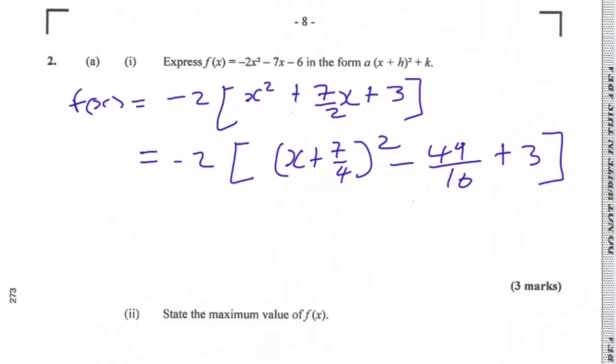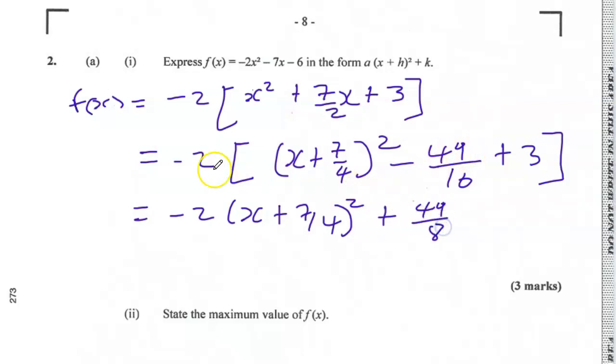And now we can redistribute the minus 2. So this becomes minus 2 times x plus 7 over 4, all squared. And then minus 2 times minus 49 over 16 will give us positive 49 over 8. And minus 2 times positive 3 is negative 6. So we need 49 over 8 minus 6.